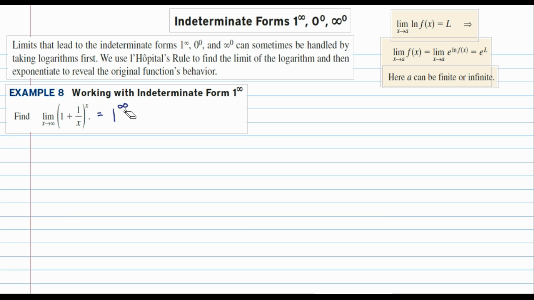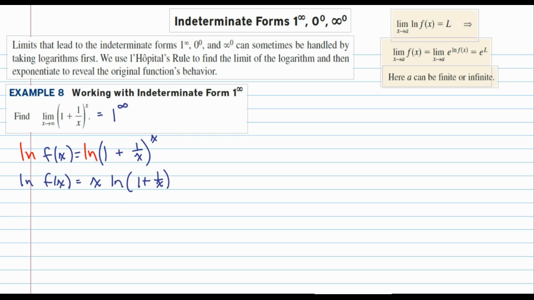Well, since this indeterminate form is exponential of sorts, I could use logs. So that's what I'm going to do. I'm going to take our original function and call it f of x. Then I'm going to take the natural log of both sides, log base e. Well, the x becomes a coefficient. The exponent in the log becomes a coefficient from one of your log properties.